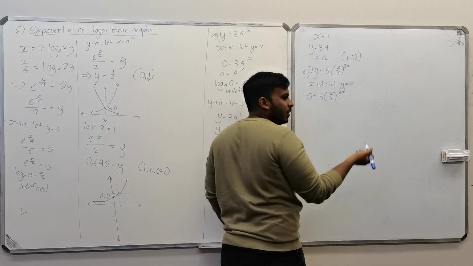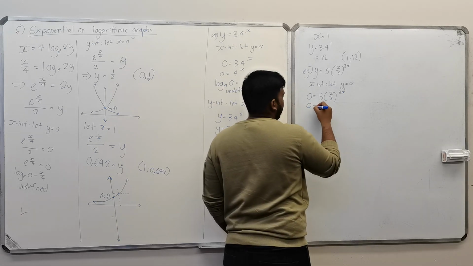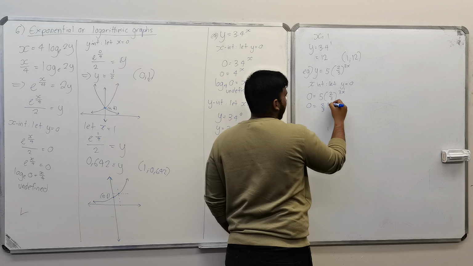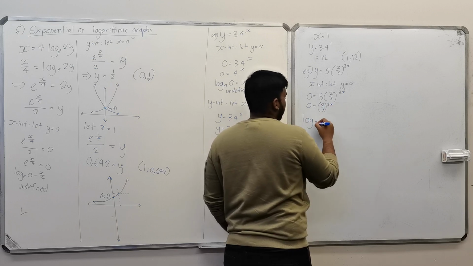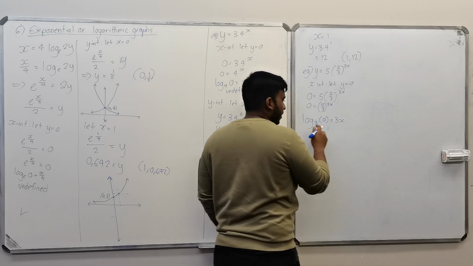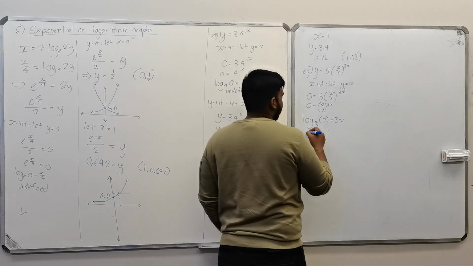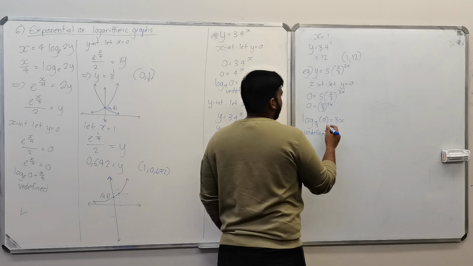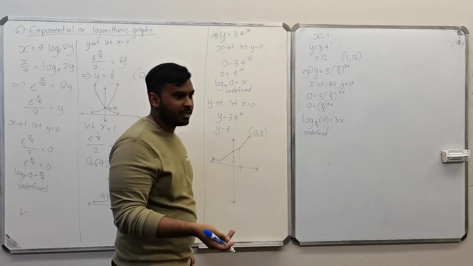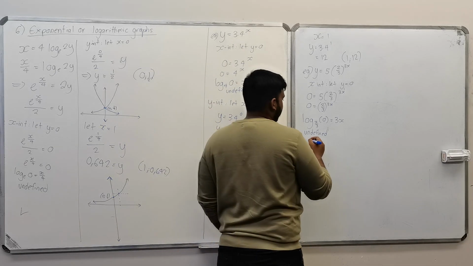Divide by 5, it's going to become 0. Let me write here. 0 is equal to 2 over 3 to the power 3x. So it's going to be log of 2 over 3 times 0 equal to 3x. Log of 0 is what? Undefined, right? So now you know you're not creating an x-intercept.